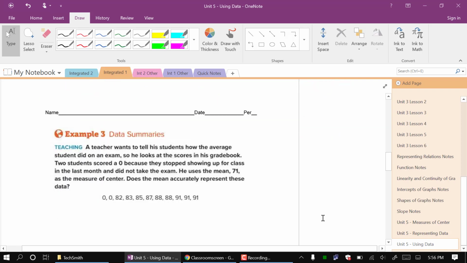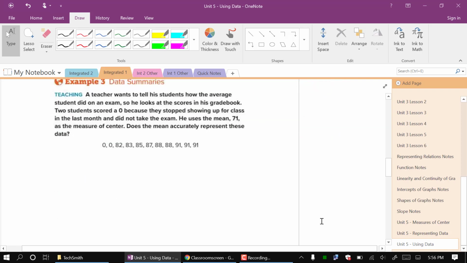Let's look at data summary. So a teacher wants to tell his students how the average student did on the exam. So he looks at the scores in his gradebook. 2 students scored a 0 because they stopped showing up for class in the last month and did not take the exam. He uses the mean of 71 as his measure of center. Does the mean accurately represent the data?